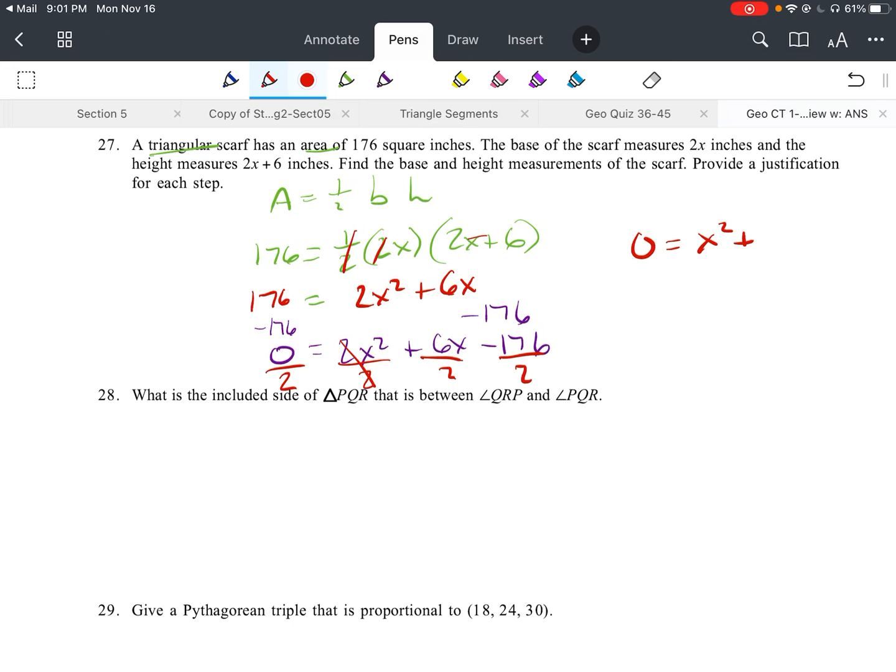Always look for GCF, guys. It makes your problems so much simpler. Look how easy this is now compared to how it was. And then 176 divided by 2 is what? 88. So minus 88. All right, and that's factorable. And this would be minus 11, x plus 8.